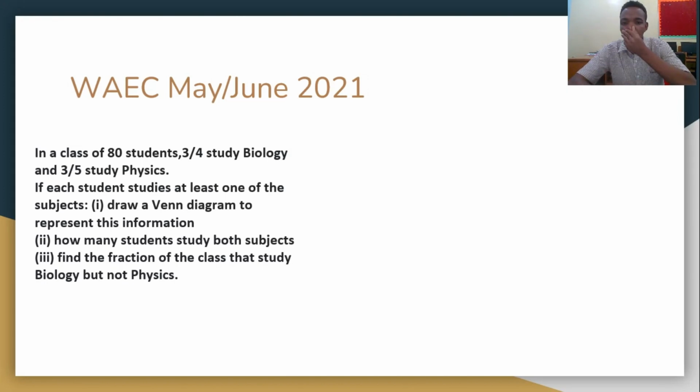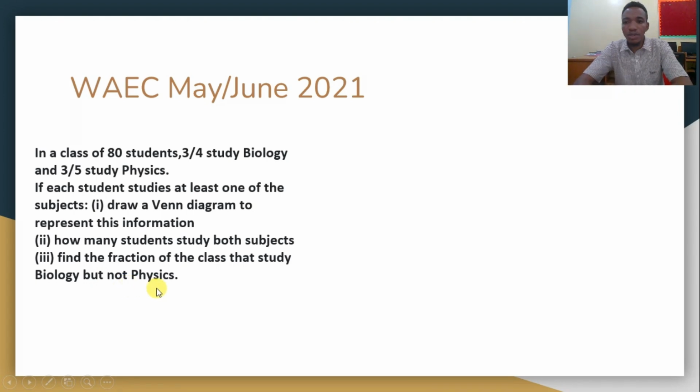Now this question says, in a class of 80 students, 3 over 4 study biology and 3 over 5 study physics. If each student studies at least one of the subjects, draw a Venn diagram to represent this information. How many students study both subjects? Find the fraction of the class that study biology but not physics.